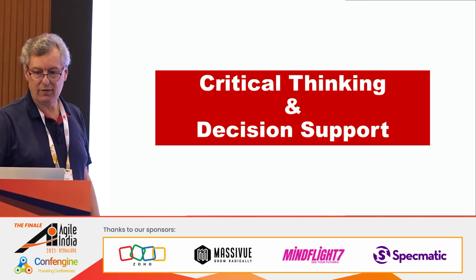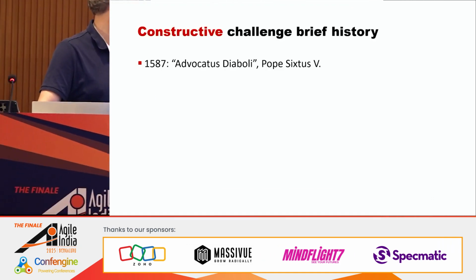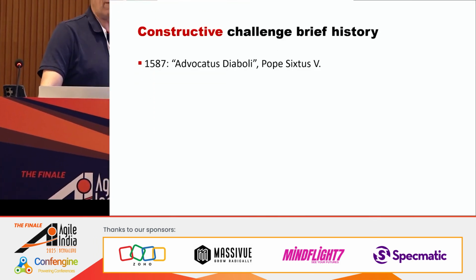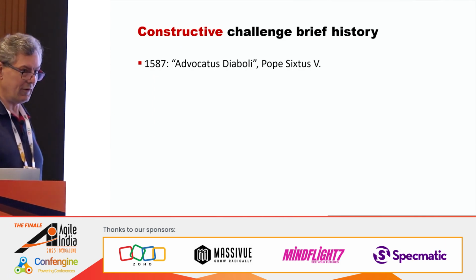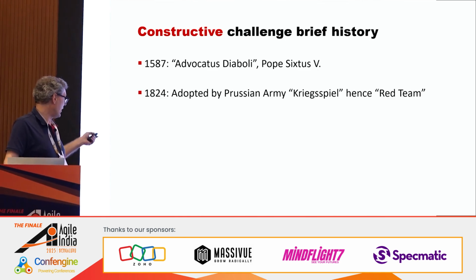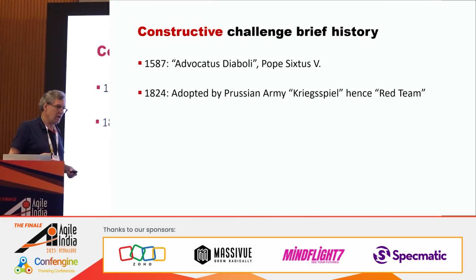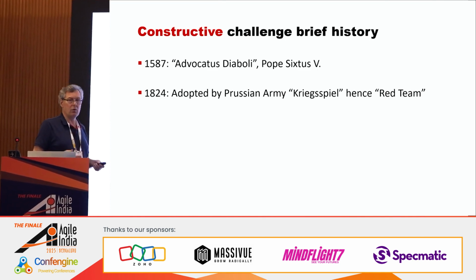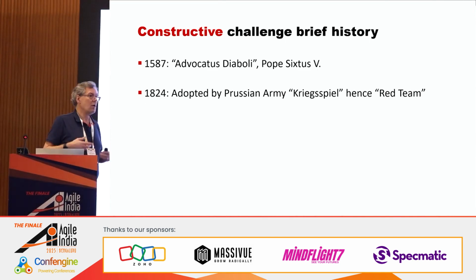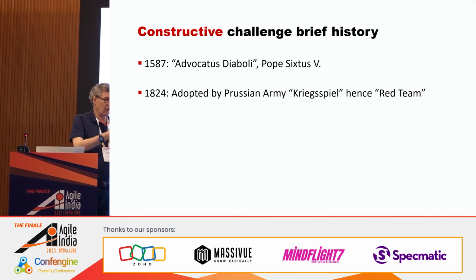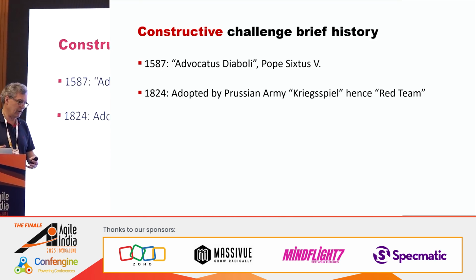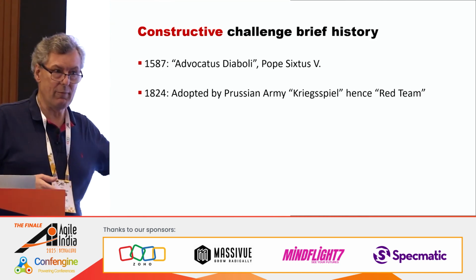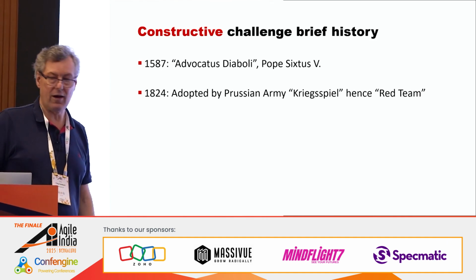So let's look at critical thinking and decision support. A little bit of history. I just mentioned how the Devil's Advocate came about in 1587 from Pope Sixtus V, which is a nice tongue twister. And then it was adopted. The reason it's called red teaming is that at the time of the Prussian Napoleonic Wars, the Prussians, who played in Prussian blue, wanted to simulate what the Napoleonic army would do. So they set themselves up as the opposing team, played in red, did wargaming and tabletop simulations. That's where the term red teaming comes from, because it's the colors of the Napoleonic army.